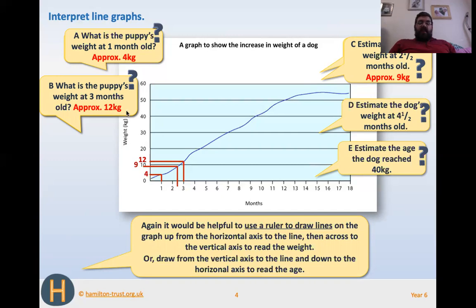And again, this was 3 months old. We went up here and across here, and it's more than 10. We're using our wisdom, we're using our maths eyes to look and think, what are the numbers here? We could get a ruler out and measure the distance and be exact about it, but I think we can roughly say that's 12. This one's very close to 10, probably 9, maybe even 9 and a bit. Okay. How about the dog's weight at 4.5 months old?